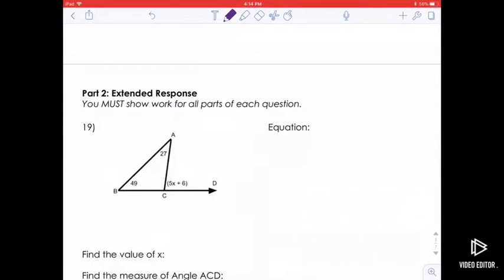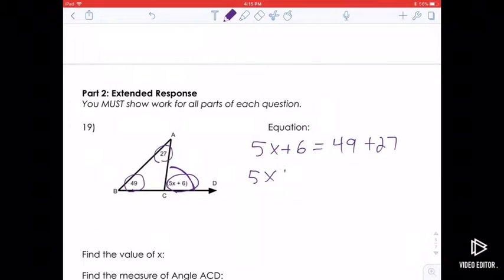Extended response, you must show work for all parts of each question. Looks like I'm going to solve for x first. This is the exterior angle theorem, which says that this angle on the outside, the exterior angle, is equal to the sum of the two remote interior angles. So my equation should be 5x plus 6 equals 49 plus 27.